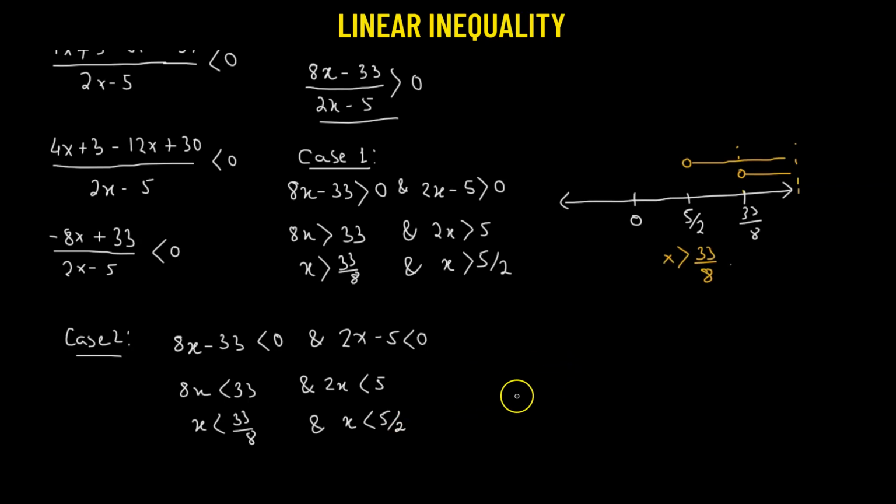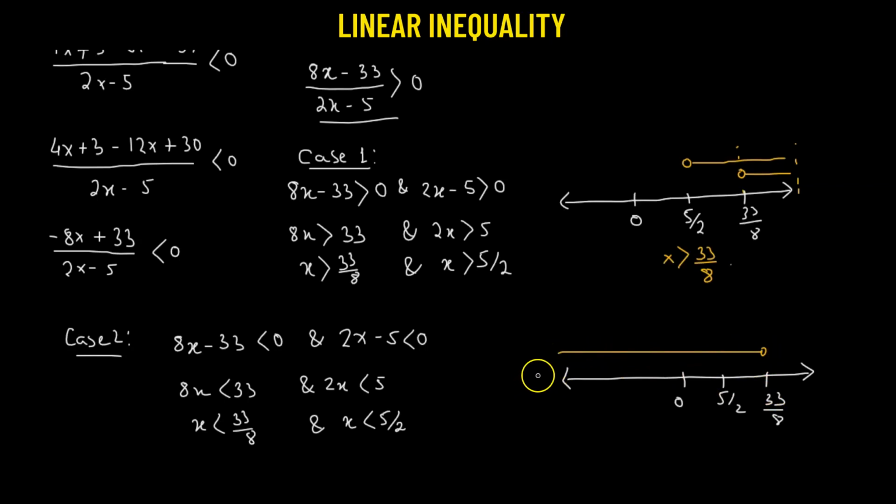Fine. So let's find a solution to case number 2. So here we'll consider the number line. On it we'll have 0, 5 over 2 and 33 over 8. We'll have to consider all the values of x which are less than 33 over 8. That means all the values of x that lie to the left hand side of 33 over 8. So it extends all the way up to negative infinity. And we have to consider also the values of x which are less than 5 over 2. So that means it's going to lie to the left hand side of 5 over 2. The common solution to both the two inequalities will be this common region from negative infinity to 5 over 2. So that means values of x which are less than 5 over 2.